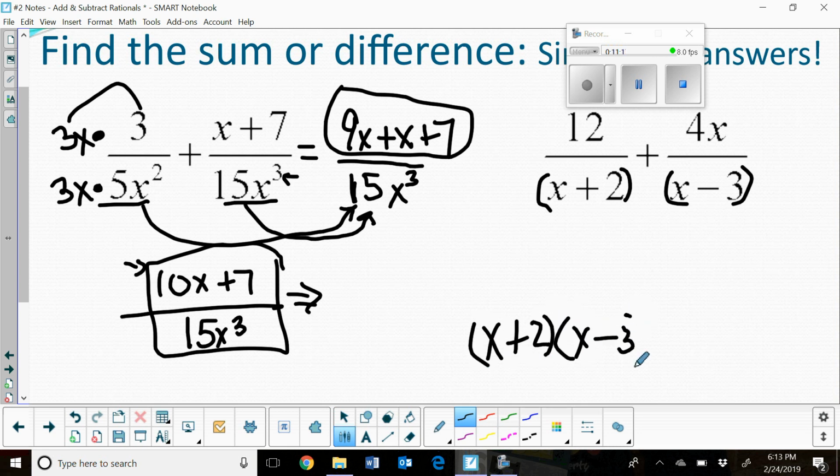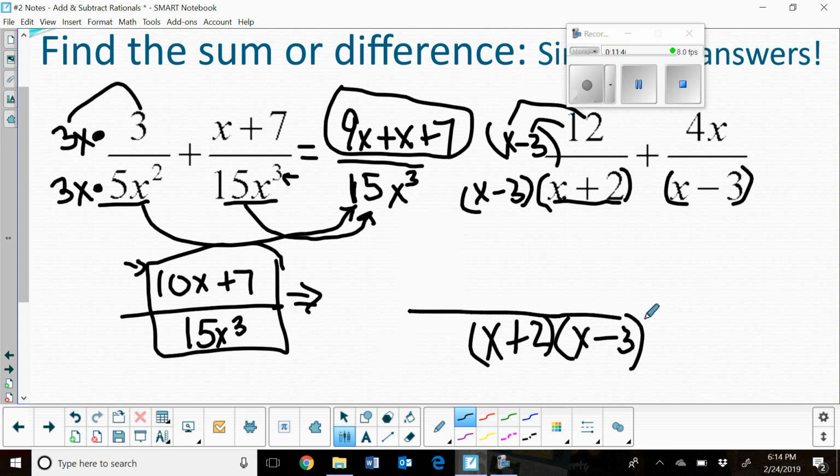So then I go back and I ask myself, what do I multiply the x plus 2 by to get this common denominator? And I'm missing an x minus 3. So I can multiply the denominator and the numerator by x minus 3. So now I've got to distribute this in. So that first term is going to become 12x minus 36.